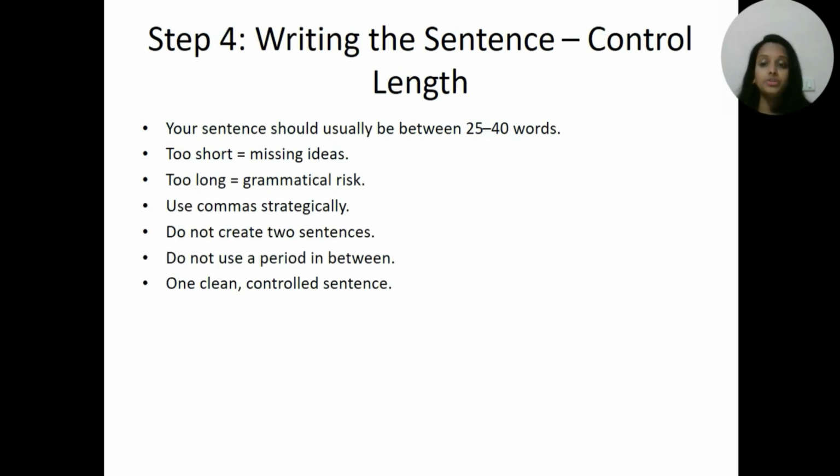And step 4 is writing the sentence. Your sentence should usually be between 25 to 40 words. If it's too short, that means you're missing some ideas. If it is too long, then you will be at grammatical risk. Okay, one clean controlled sentence would be better.